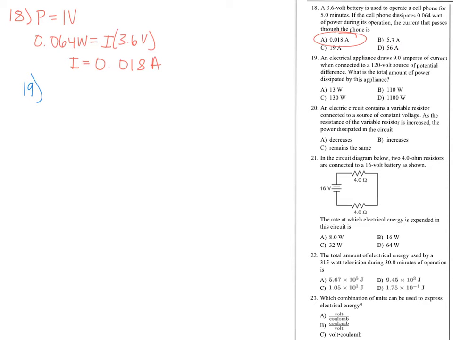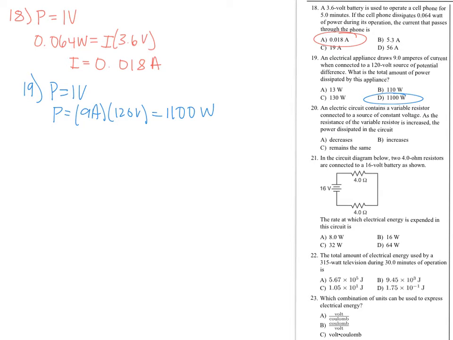An electrical appliance draws 9 amps of current when connected to a 120 volt source of potential difference. What is the total amount of power dissipated by this appliance? Alright, we have current and voltage, same equation, plug and chug. You guys go ahead and do that while I do the work. 9 amps, 120 volts, 9 times 120 should give you approximately this number. Not exactly this number, but it's approximate. Choice D.